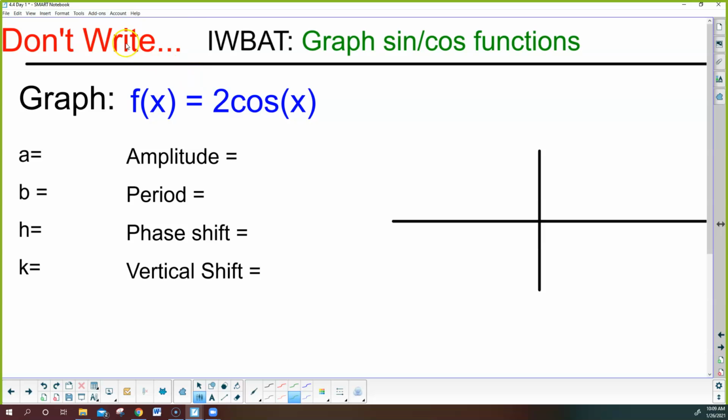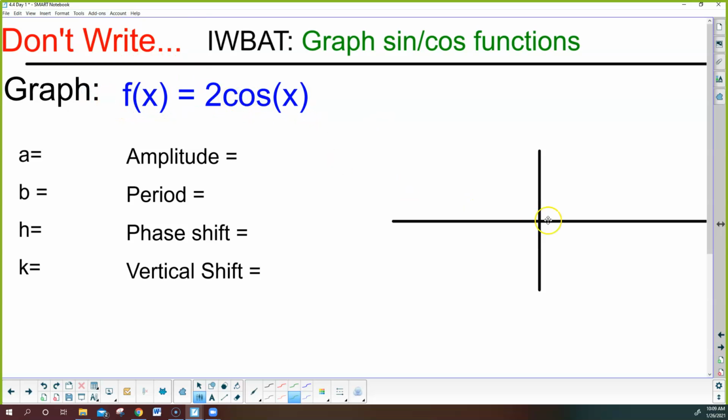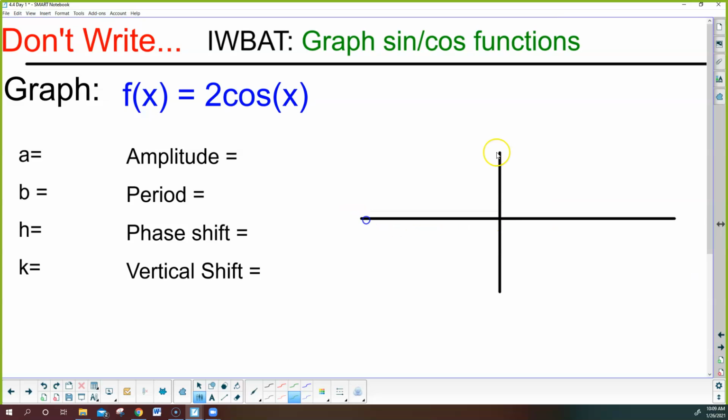All right. Again, don't write this one. Let's look at what would happen if I had a 2 for cosine. Well, I'm going to treat this the same way, right? Actually, you know what? Let's make this a -2. Okay, what if I have a -2 there?